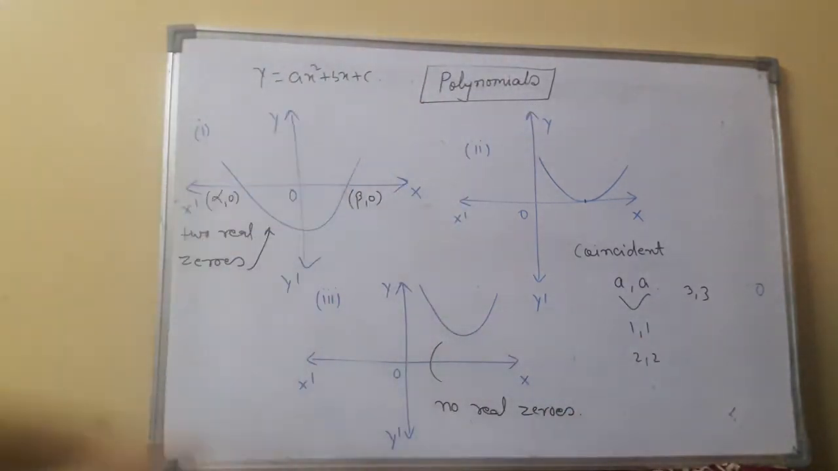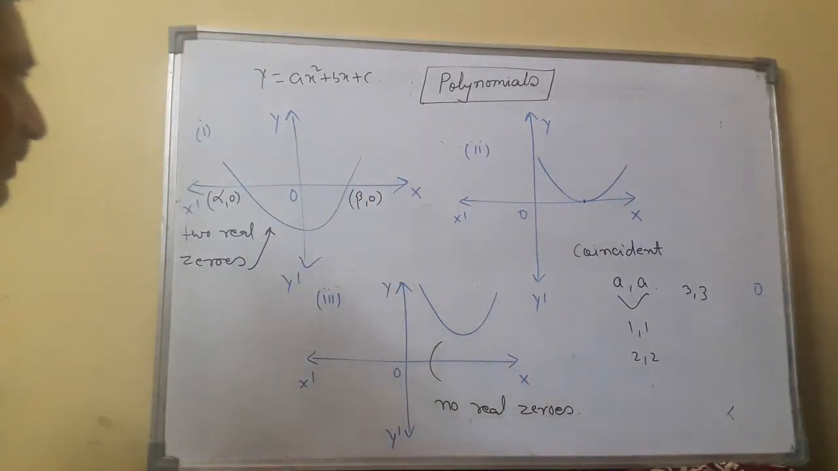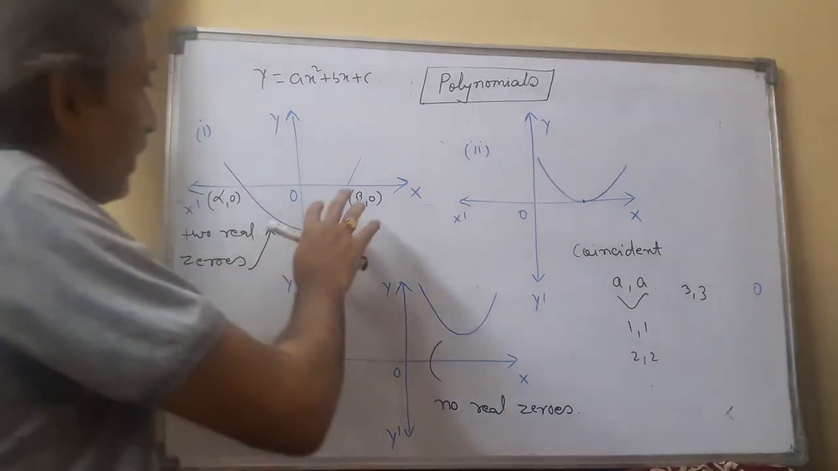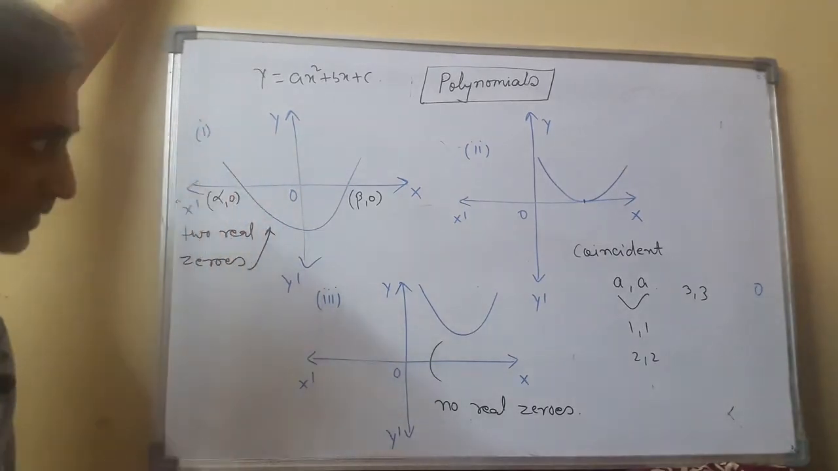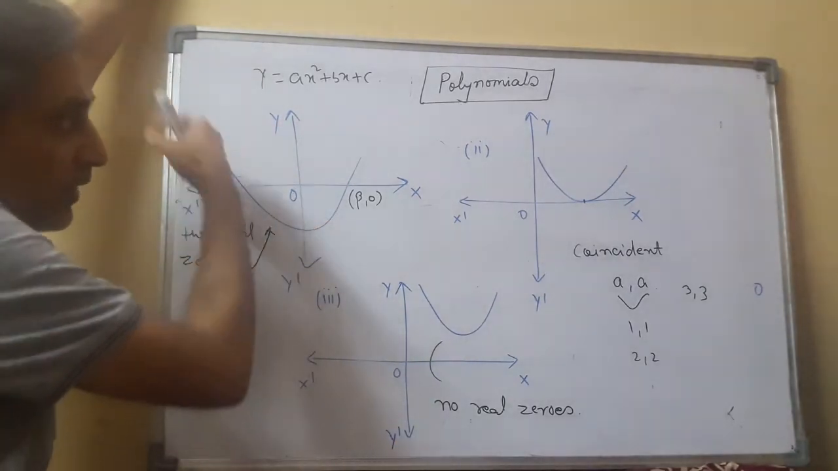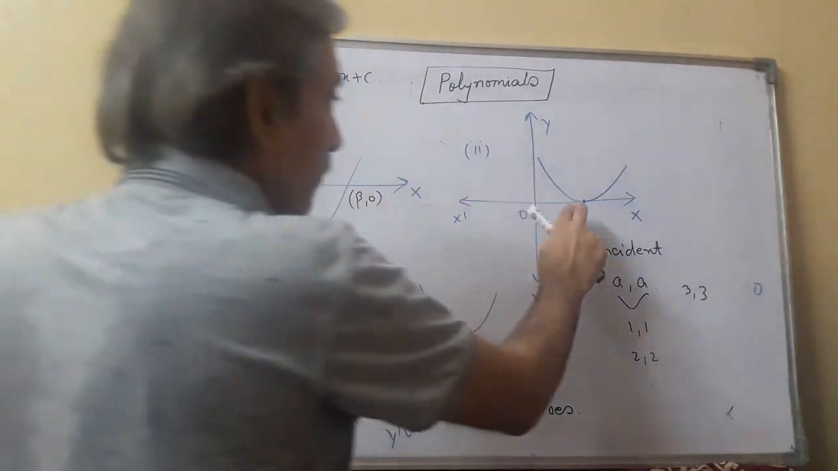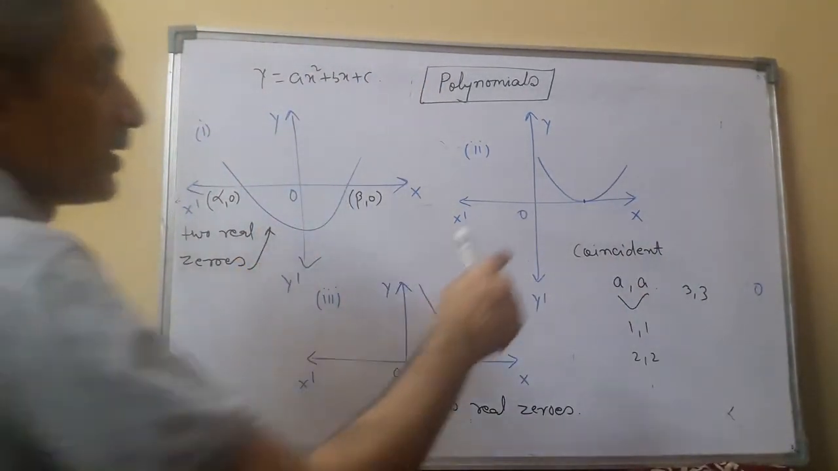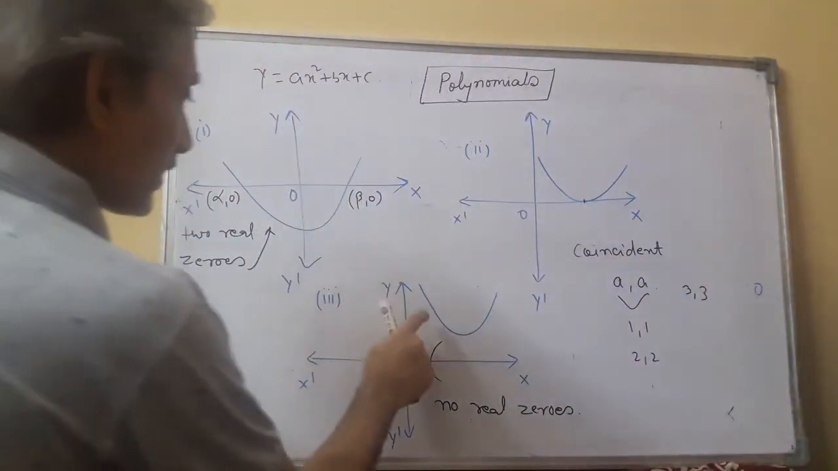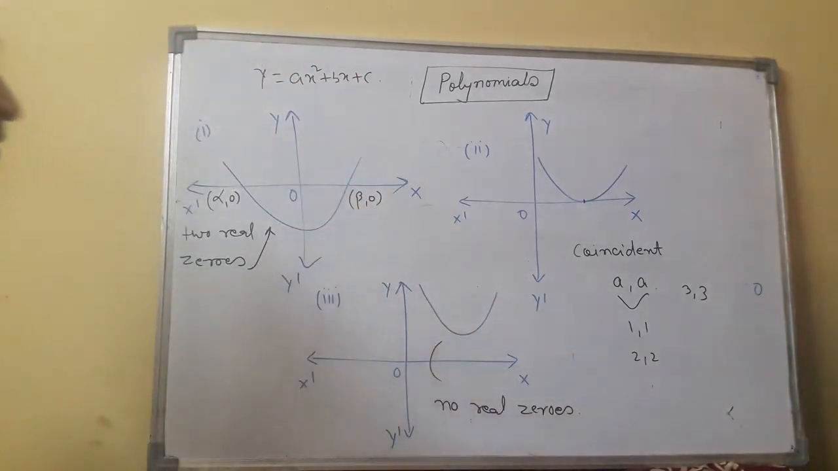So by looking at these graphs, we know it may cross the x-axis, it may not. I told you earlier that at the max it will cross twice, which you can see in this kind of graph. Here it is just touching, so we have two zeros but the value remains the same. In this case there is no cut, so no real zero is possible. So there are three possibilities.